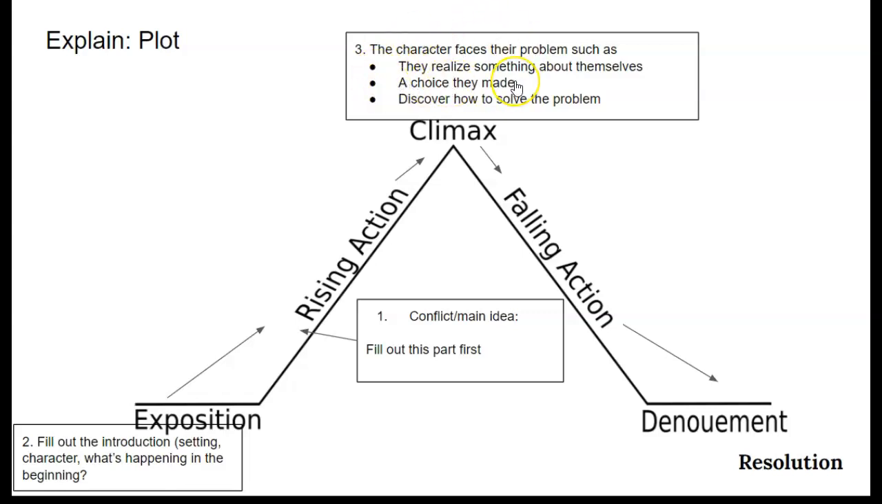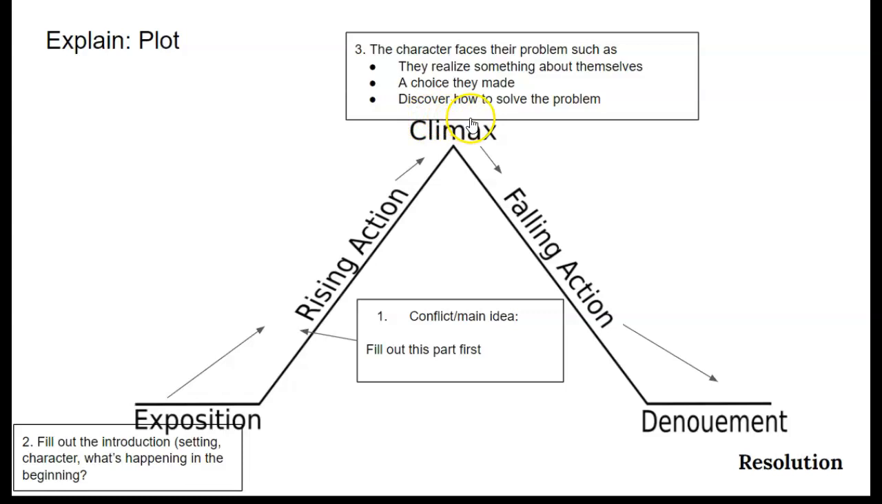It could be a choice they have to make or they made, such as a girl spending time with her friends in the summer or spending time with her grandmother. And so this is where she'll make that choice of where she would like to spend her summer.